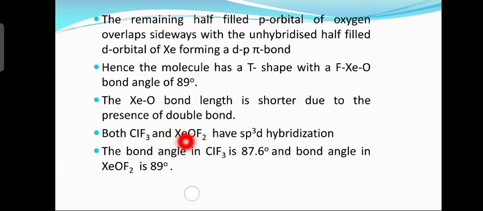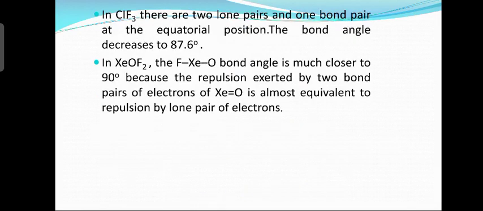Both ClF3 and XeOF2 have sp³d hybridization. The bond angle in ClF3 is 87.6 degrees and the bond angle in XeOF2 is 89 degrees. In ClF3 there are two lone pairs and one bond pair at the equatorial position, and hence the bond angle decreases to 87.6 degrees. Whereas in XeOF2 the F-Xe-O bond angle is much closer to 90 degrees, that is 89 degrees.